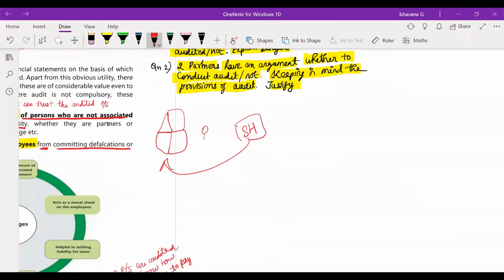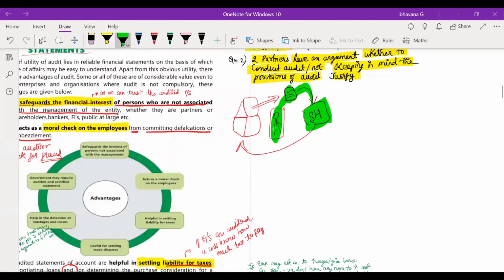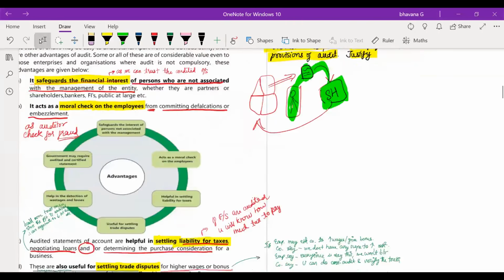An auditor will be appointed. This company will give him the financial records. And he will say that this financial record, we are going to show it to the shareholders to tell them what is happening in the company. So in such a case, this auditor will go and check these financial records, whether this is correct or not. Okay, if it is correct, he will tell the shareholders that yes, this is correct. You can very much trust that what is happening in the company, which is given in the financial statements, is correct. Like that, he can tell you. So trust can be developed here. Okay, so it safeguards the financial interest of the people who are not associated with the management of the entity.